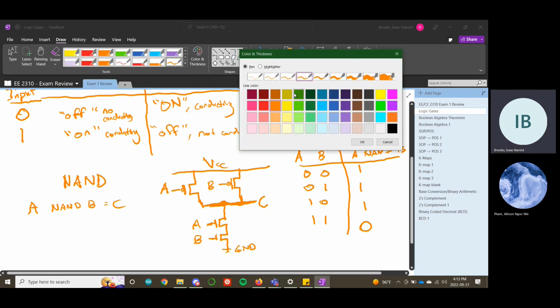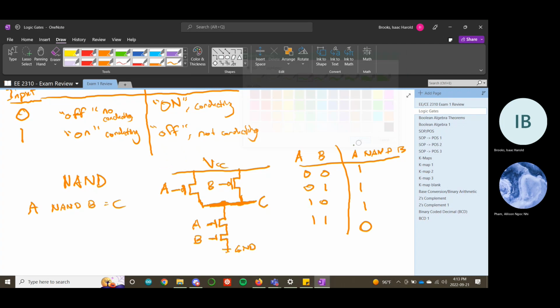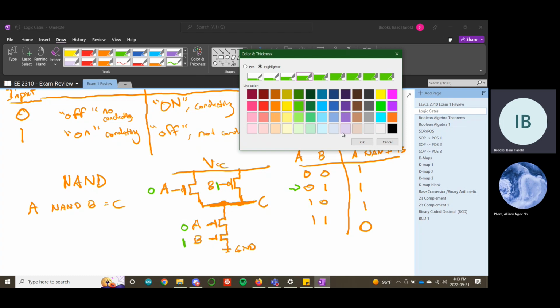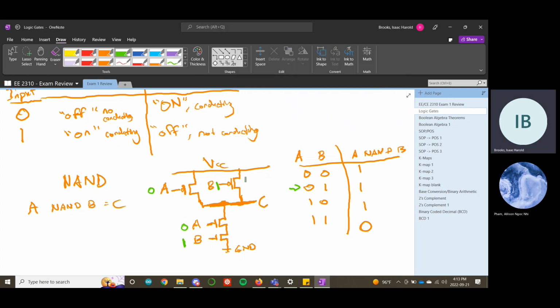Okay, so let's get a different color here. And let's say we're looking at this case where A is 0 and B is 1. So we can say A is 0, B is 1, A is 0, B is 1. We'll look at each of these transistors and say whether they're on or off. I'll get a highlighter out, and I'll highlight it green if it's on and conducting, and red if it's off and not conducting.